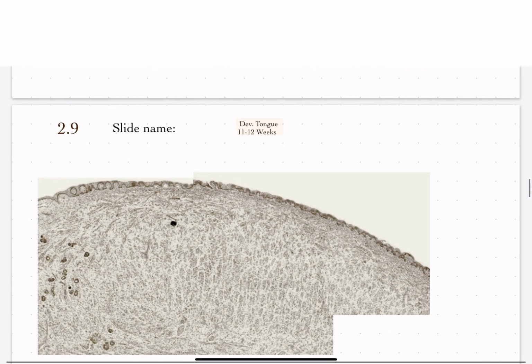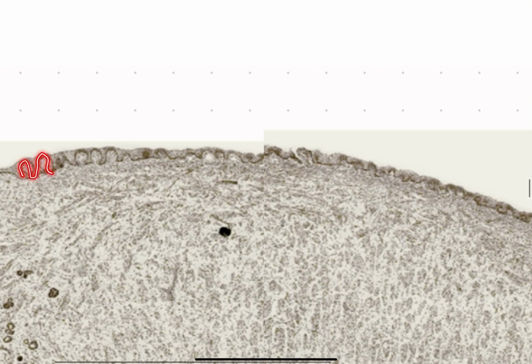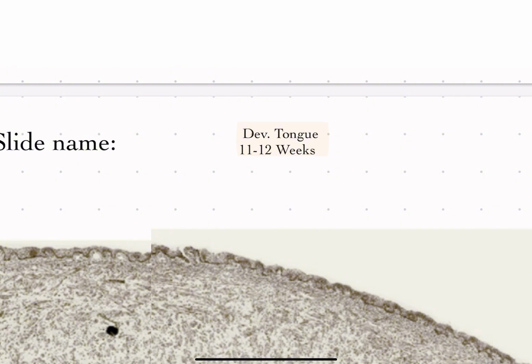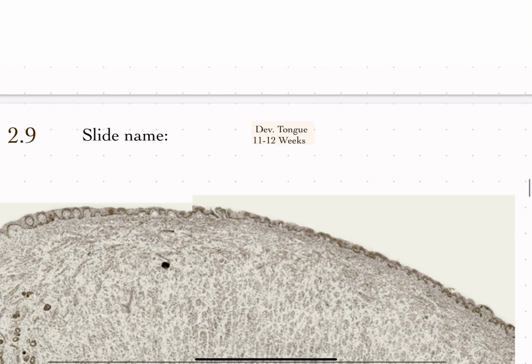The 11 to 12 weeks, how we differentiate the ages is looking at the surface of the tongue. If we can see a lot of these papilla poking up, the developing papilla, then we know that it's an older tongue, and therefore we can definitely say it's an 11 to 12-week-old tongue. But if it's smooth and doesn't have a lot of those papilla, it would be a 6 to 7-week-old tongue.